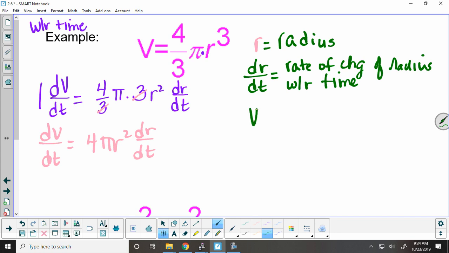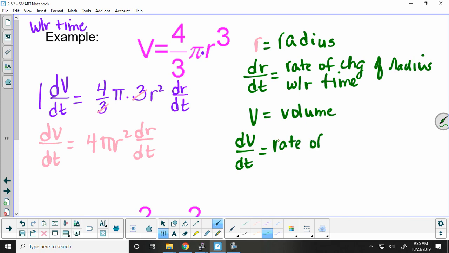V. So V is volume. And it's going to have a rate, which is dV over dt. And what is that? Rate of change of volume with respect to time. Is that an easy 4 points? I think it's an easy 4 points. It's a sad 4 points to lose. Let's just put it that way.